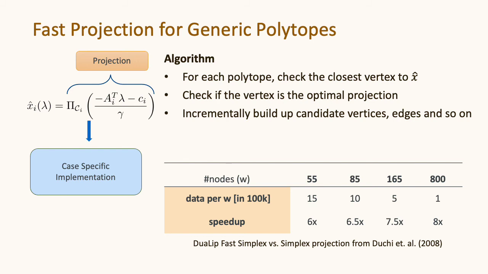Our algorithm then is to simply start from the smallest corral, that is a vertex, and check for optimality. If not optimal, we check the next closest corral until we find one that is optimal. Now, because of Sard's theorem, we end up finding our projection in the first corral in over 99% of the cases. To demonstrate the speed up in action, we compare our fast simplex method to the simplex method from Duchi et al. on a large dataset in different configurations of nodes. This shows a 6 to 8x speed up in the overall projection operator simply by using this new vertex projection method.